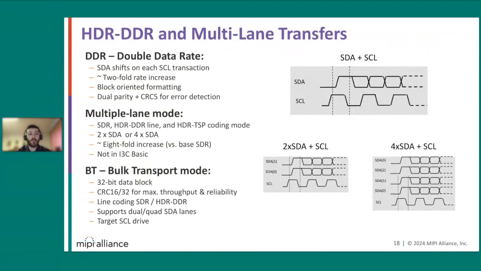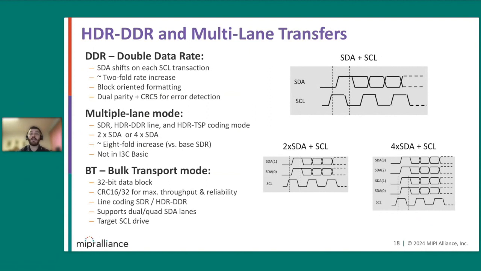Our DDR and multi-lane, diving in a little bit more. So for double data rate, our HDR DDR, the trick there is that instead of SDA only holding data valid while the clock is high, we now get valid data on both clock transitions. So without changing the clock speed, we're able to get twice as much data since we're now basically latching on either clock high or clock low, right?